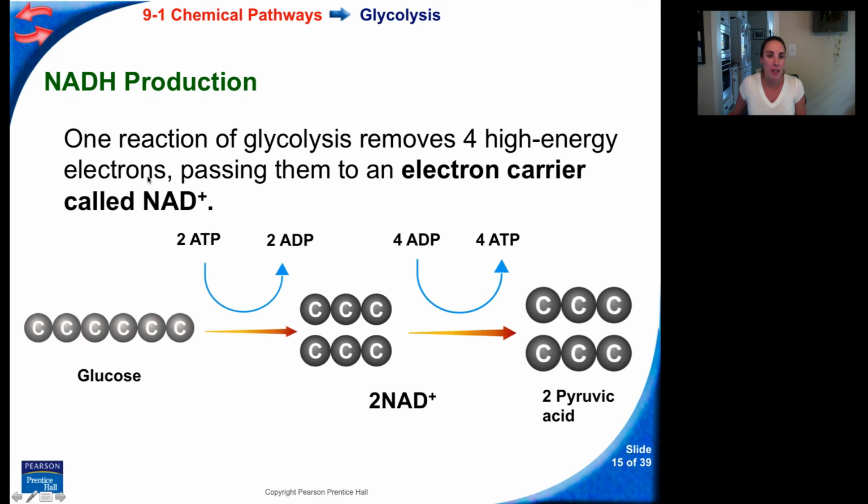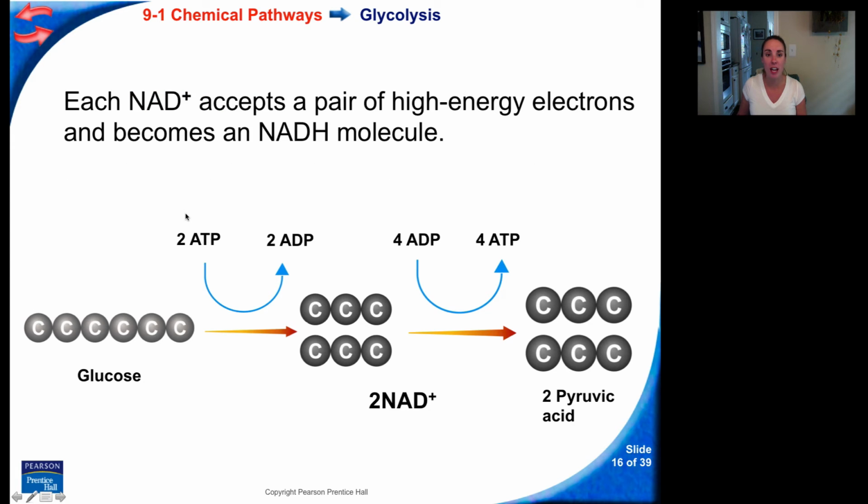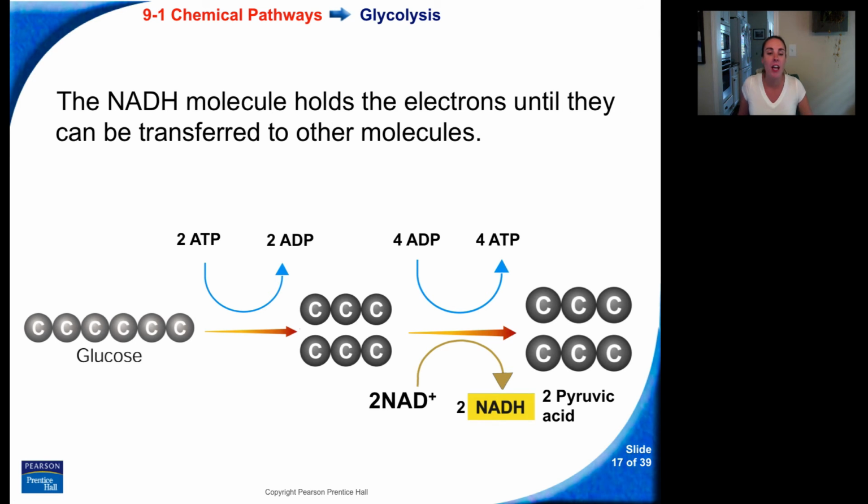So what also happens is NADH production. One reaction of glycolysis removes 4 high-energy electrons, passing them to the electron carrier called NAD+, and it turns it into NADH. So each NAD+ accepts a pair of high-energy electrons and becomes an NADH molecule. So we've made 4 ATP molecules, which is really only a net gain of 2, and we've also made 2 NADH molecules, all from 1 molecule of glucose. The NADH molecule holds the electrons until they can be transferred to other molecules. You'll see they're going to be transferred to the electron transport chain, right here.